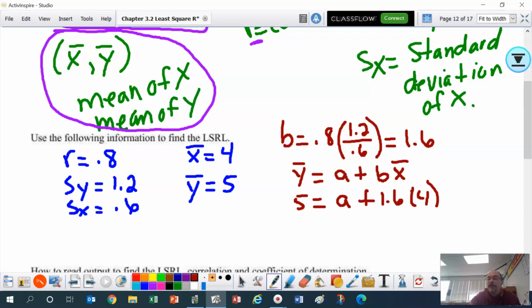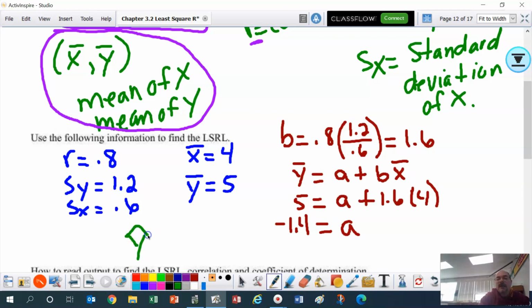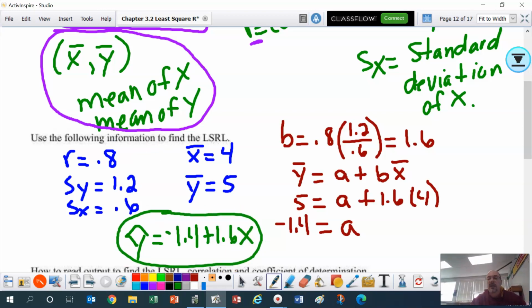Okay, my A. All right, I'm going to do my algebra, and I already did that to save some time. Hopefully I didn't mess up. Okay, and I get A is negative 1.4. So now I can write my y hat. My y hat equals negative 1.4 plus 1.6x. So I was able to use that information to write my prediction equation, my least squares regression line for that situation.